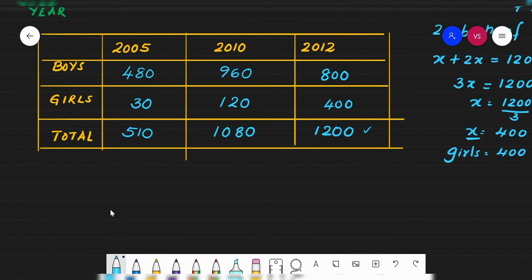Now, if you have anything to mention, we mention it in the footnote. I think there is nothing to be mentioned about this data. And the second thing that we need to write below the table is the source. Whatever it is, you can write wherever you got the data. This is how we answer a problem study. So this is the end of this chapter, classification and tabulation, students.